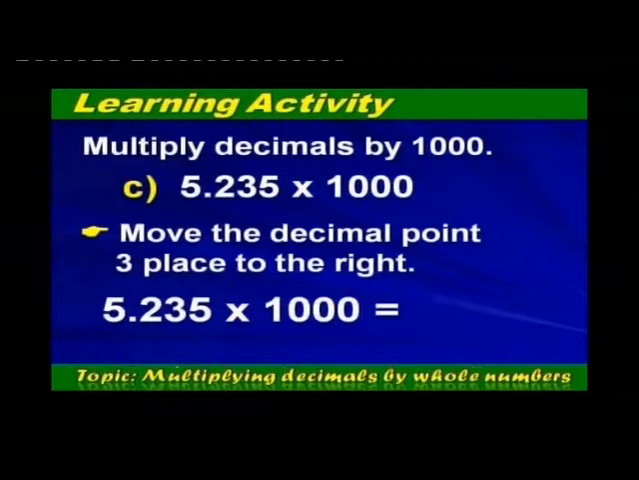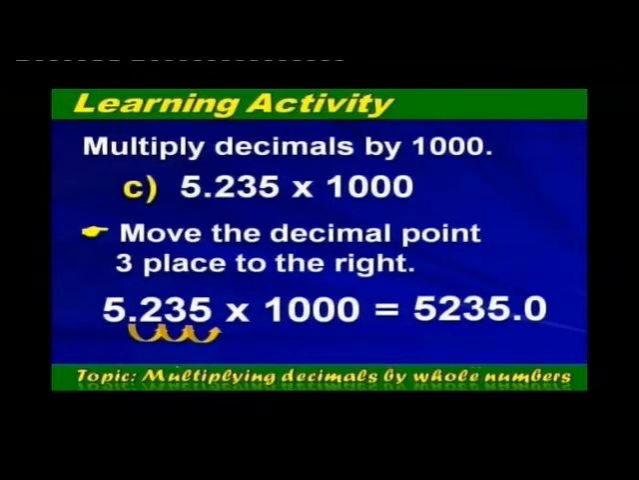Let's see what I have on the screen. One place, two place, and three place. So the decimal point is after what number? 5. So what is the answer? 5,235.0. Or you can also say it as 5,235. Still the same.